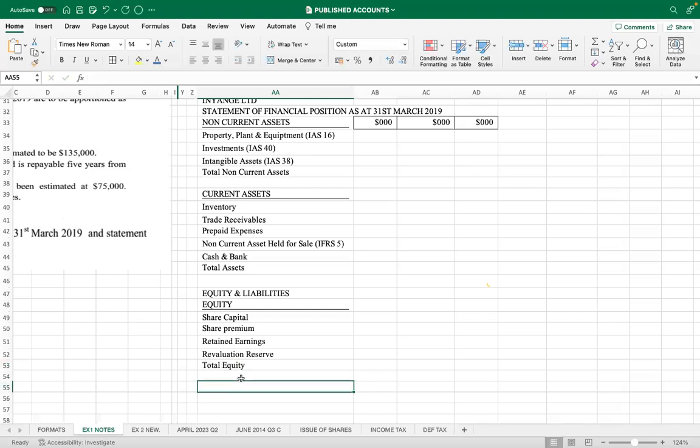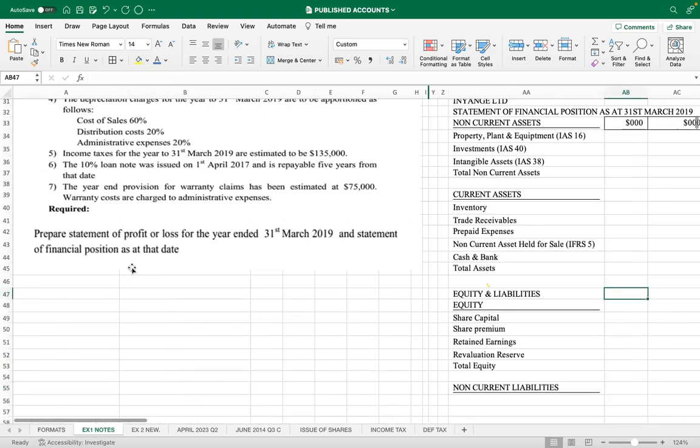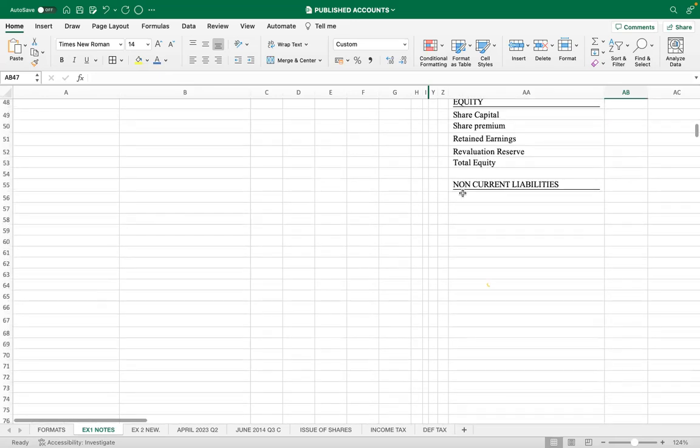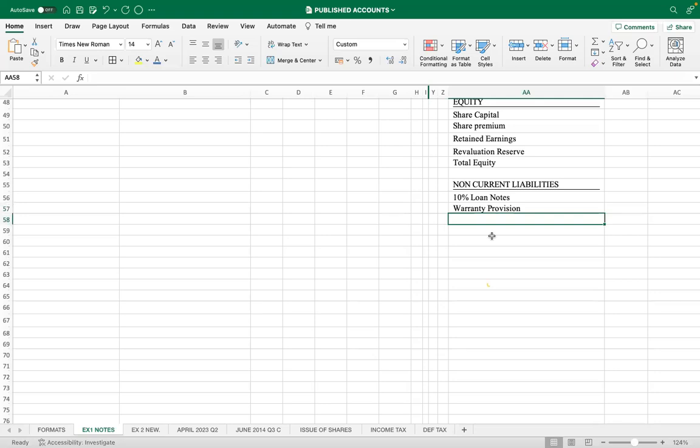And then after total equity, we go to non-current liabilities. You find out which non-current liabilities you have in the question. So you can have the loan notes. I saw some loan notes. What was it called? 10% loan note. There was warranty provision. You remember we said warranty provision is a non-current liability. If there is deferred tax, you include it.